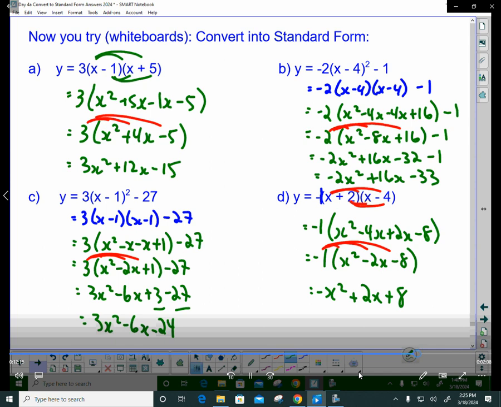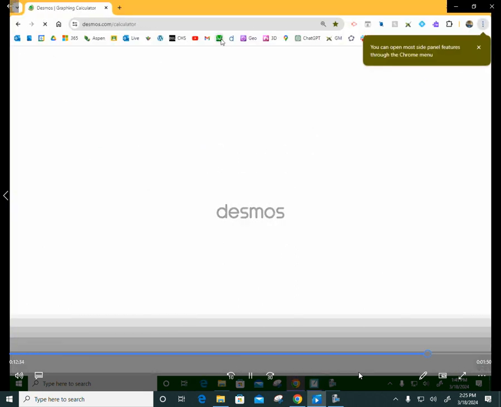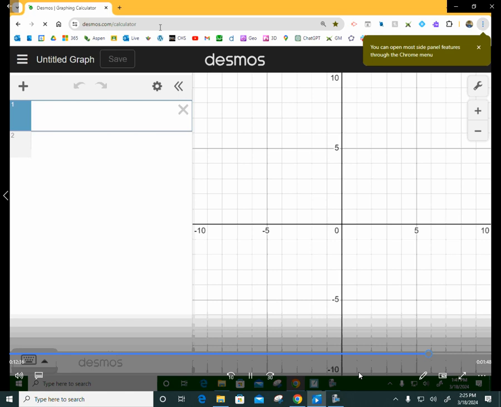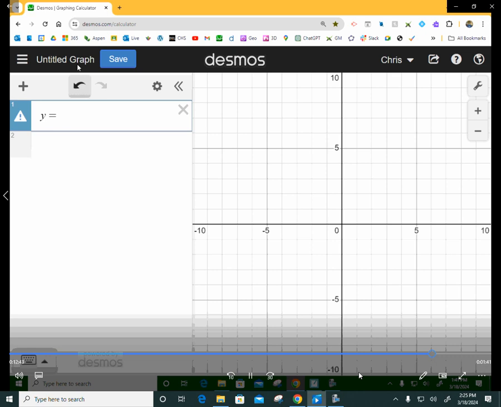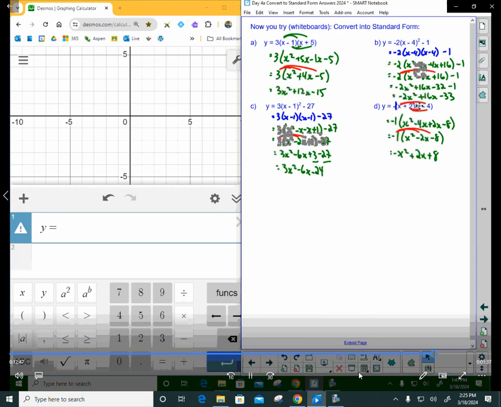Okay, so hopefully that matches what you did on the whiteboard or did on your own, and you have a good understanding of converting into standard form by expanding. Now, what I'm going to do here is check my answers on Desmos. So if you go to desmos.com/calculator, we can check to see if we still have the same equation. So let me just do split screen here so I can see the last one that I had right here.